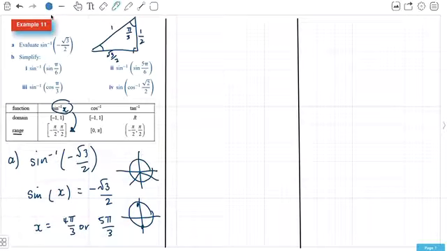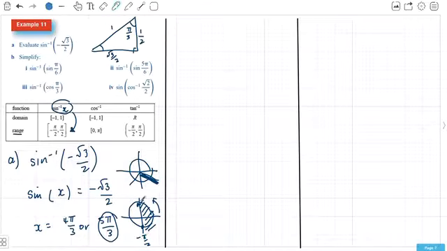Between negative pi on 2 and pi on 2, remember that we're always going around this way. So negative pi on 2 to pi on 2 would be this region here. So what we're going to have to do is actually pick this one. This is 5 pi on 3. That's going to be the one here. But we also have to express it in a way that puts it in this region between negative pi on 2 and pi on 2.